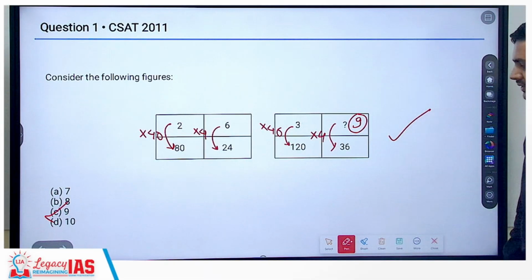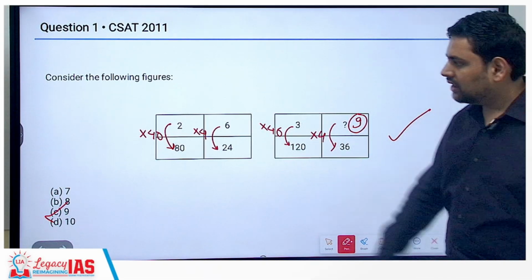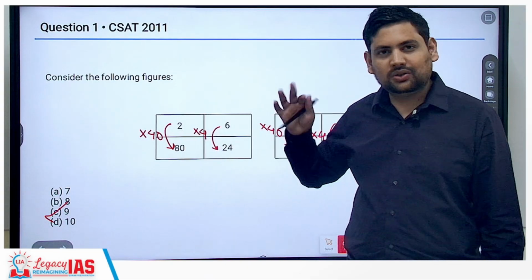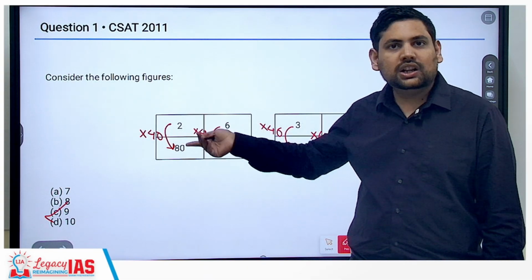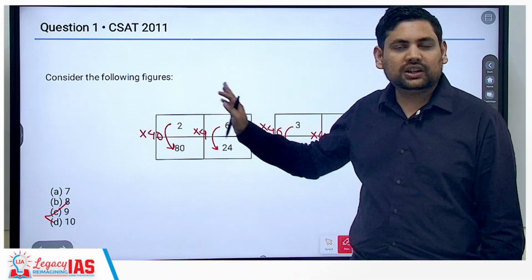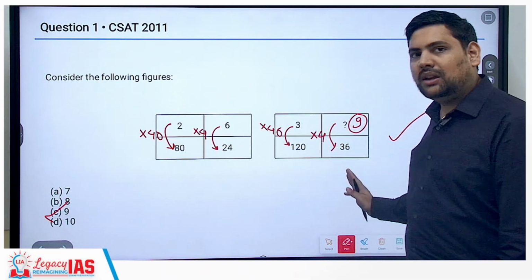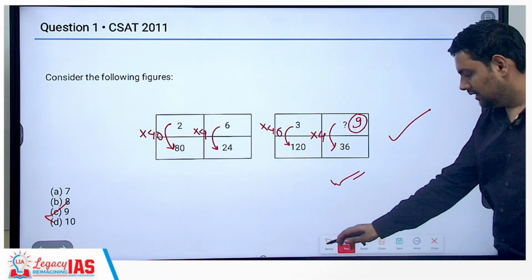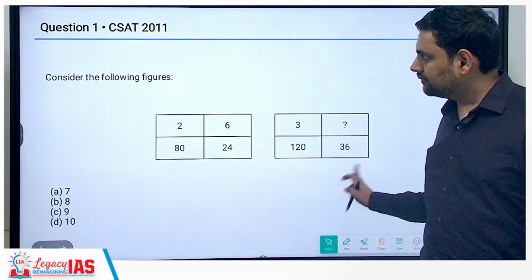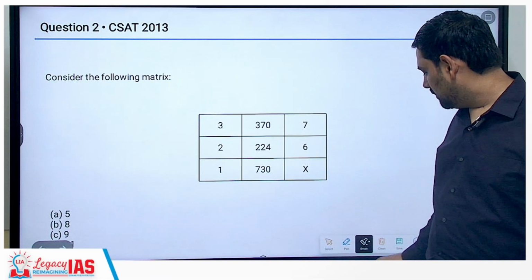Understood? Simple. How do you recognize the pattern? You look in the horizontal direction and the vertical direction, no diagonal, nothing. If you find any pattern in horizontal, fine. Otherwise, look in column terms. The same thing will be applied here also. That's it. Then next, let's see this.